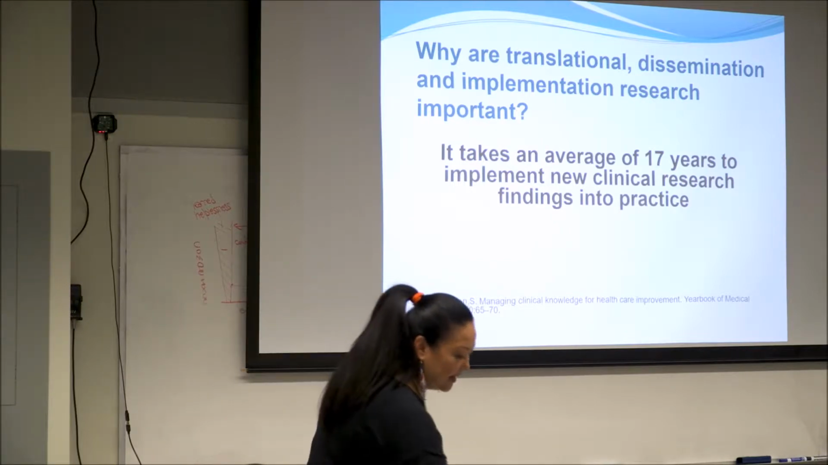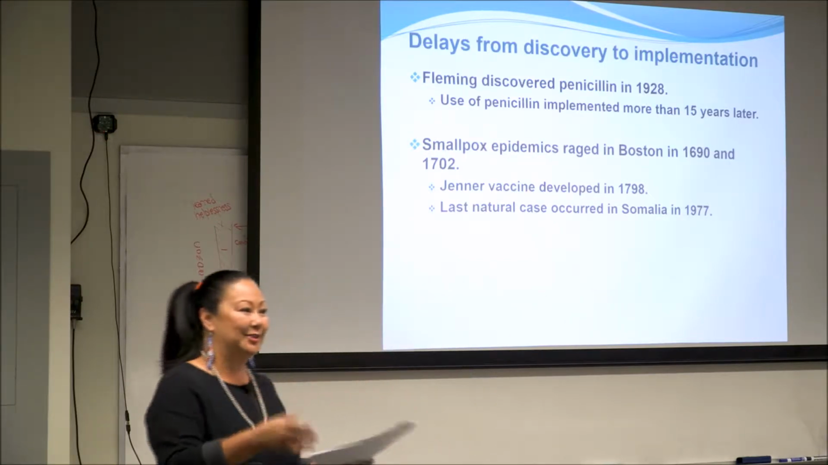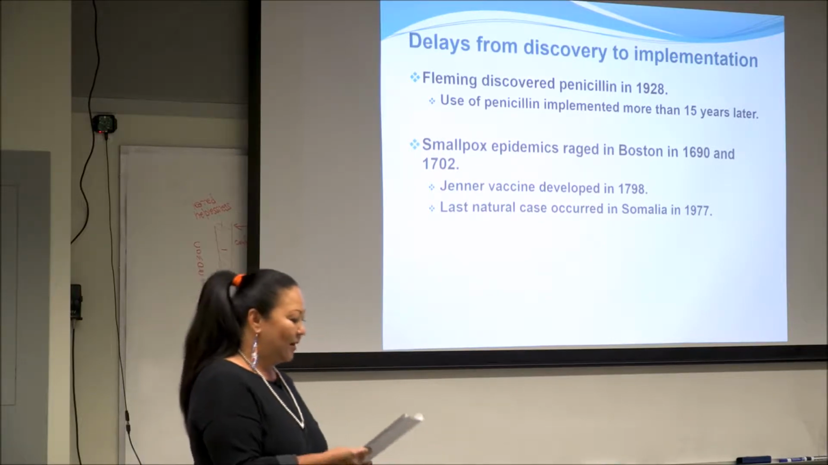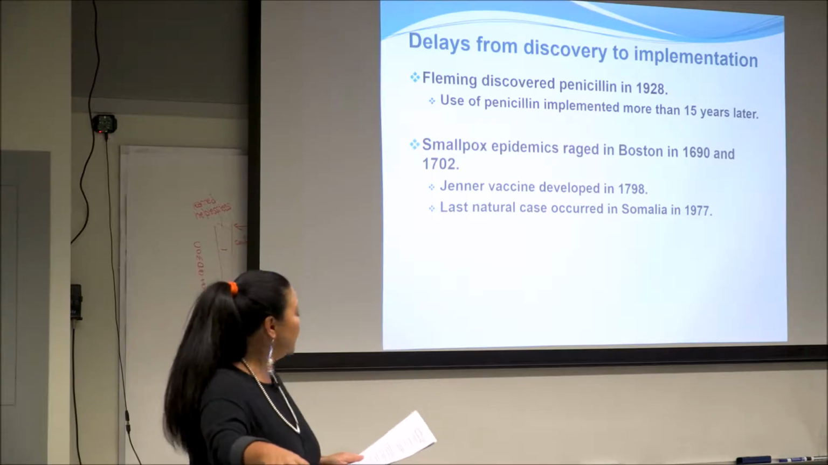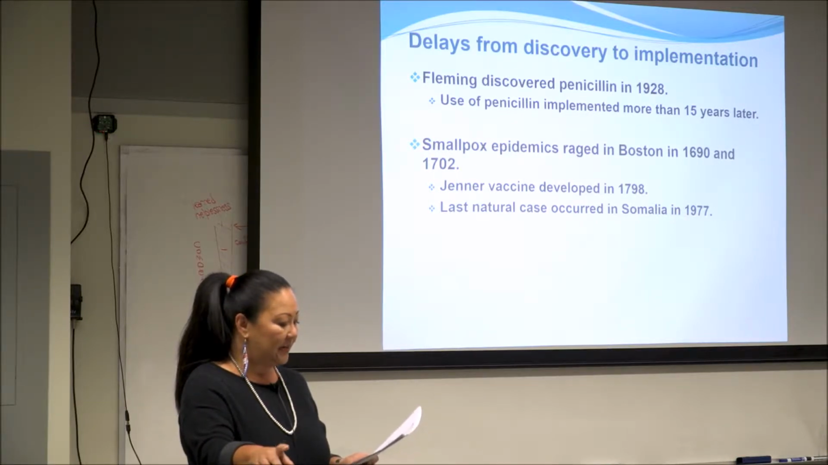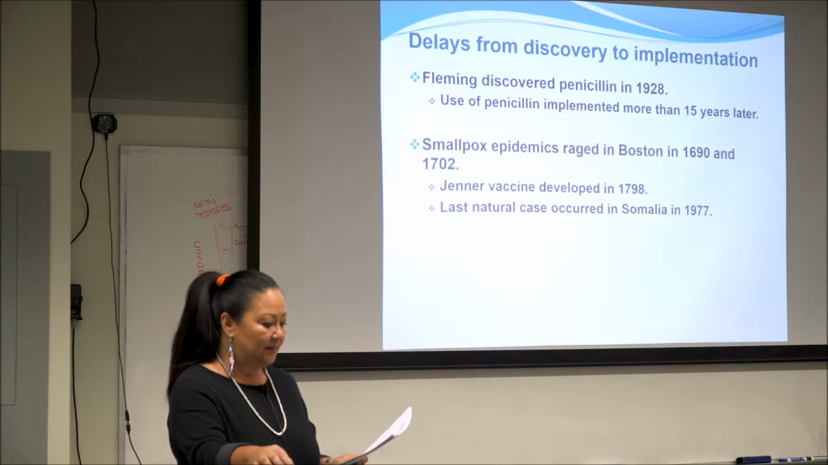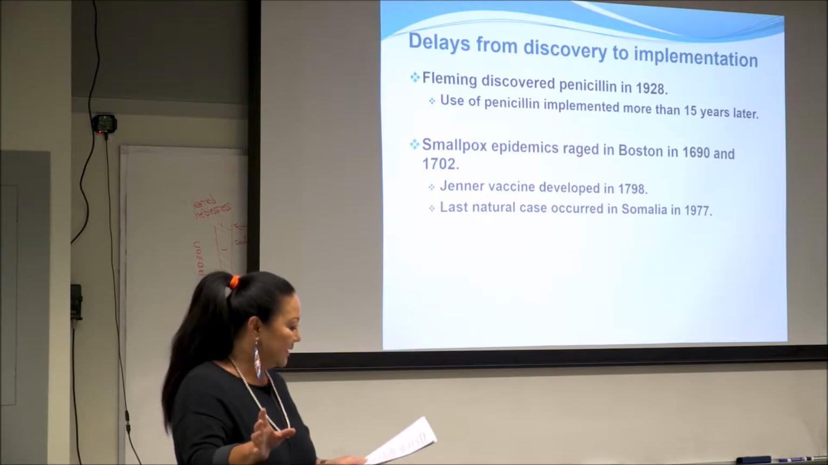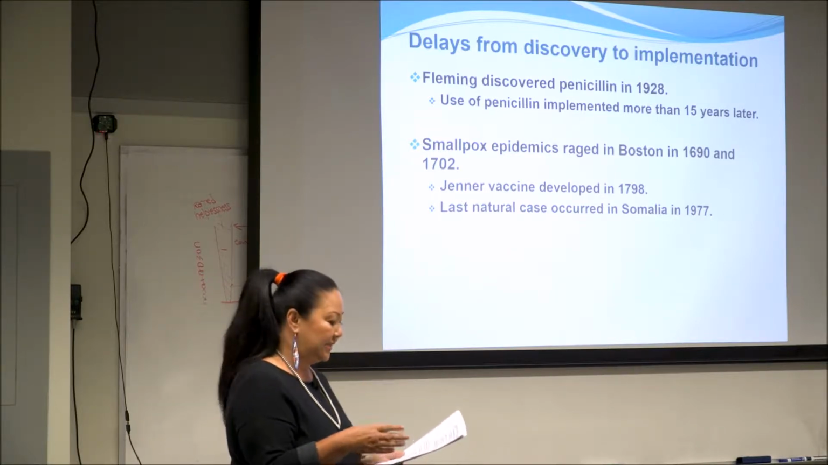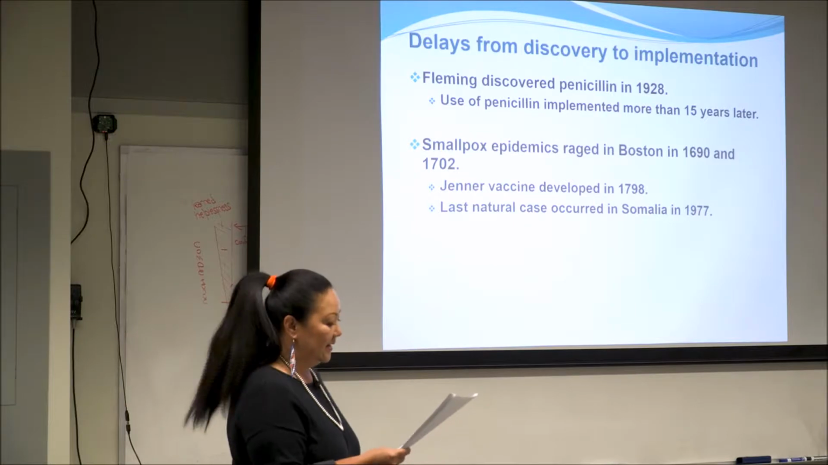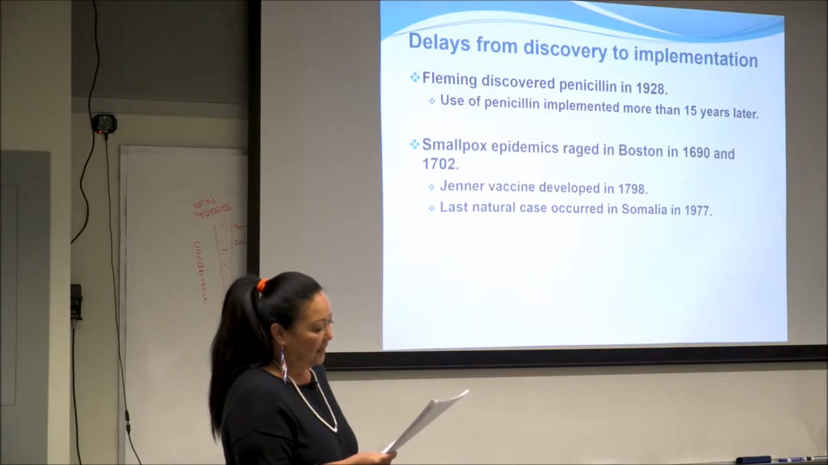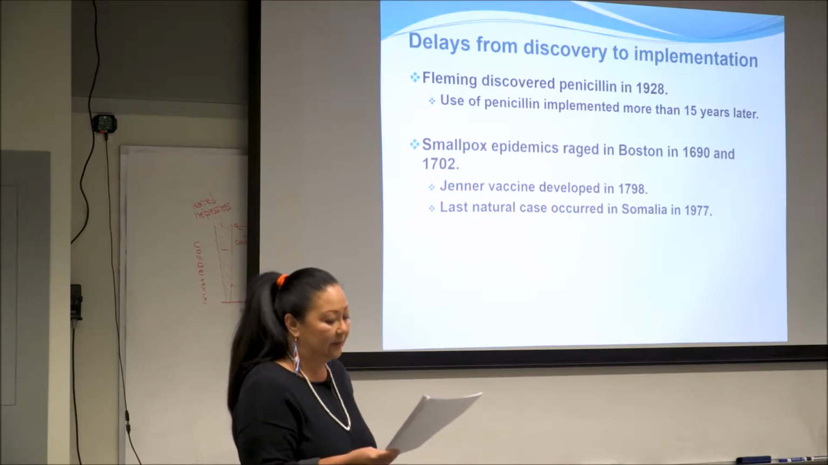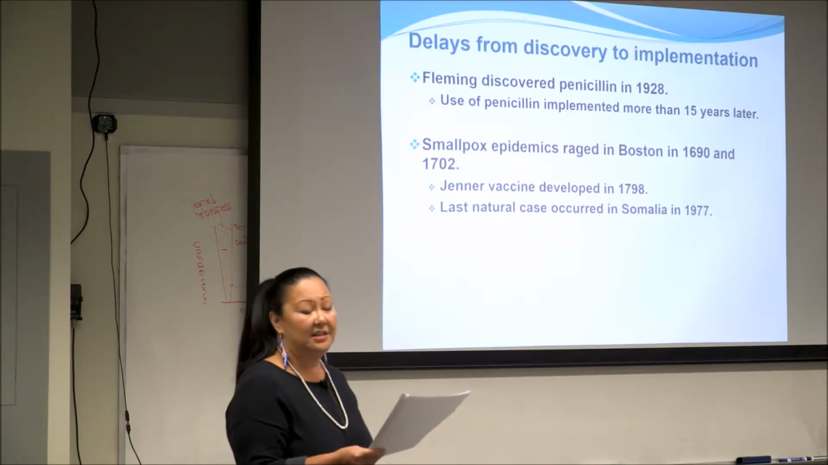And so that's why there's now a big push for translational research by NIH, because it takes so long. So while there have been tremendous advances in medical care, we know that there are efficacious and effective programs, drugs, and treatments that aren't being implemented or not implemented yet. A couple of examples illustrating this delay from discovery to implementation are penicillin and smallpox vaccine. So Fleming discovered penicillin in 1928, but penicillin wasn't implemented for more than 15 years later.